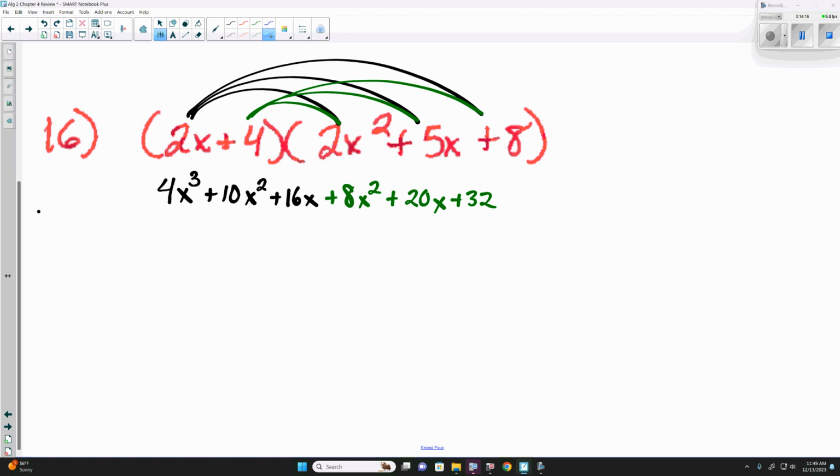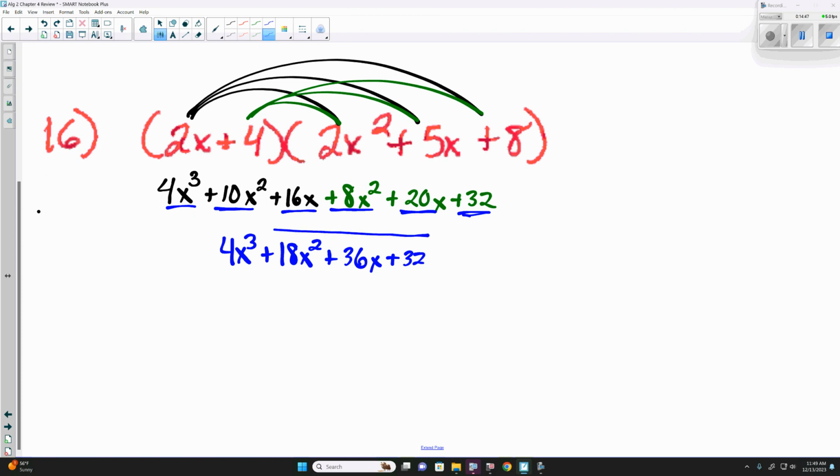Questions on this here? Now at this point here, we're going to combine like terms. 4x to the third does not have any like terms, so it just stays 4x to the third. Our 10x squared and 8x squared are like terms. 10x squared plus 8x squared is 18x squared. Our next step is going to be 16x plus 20x, and 16 plus 20 is 36, and we still have our x. And lastly, we have plus 32, and it doesn't have any like terms, so we get this here.